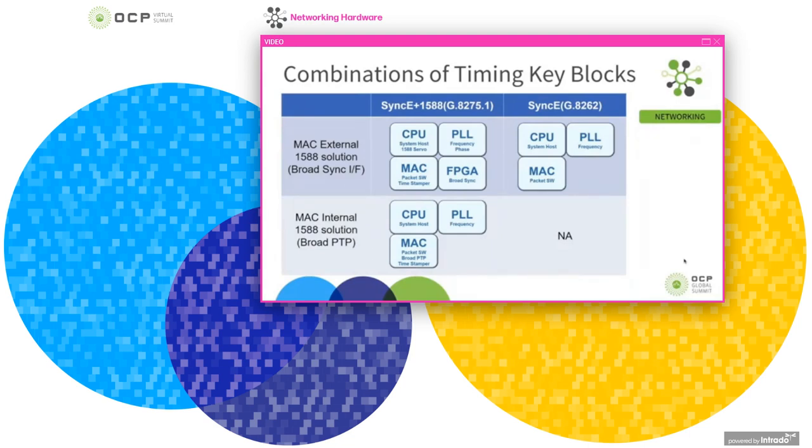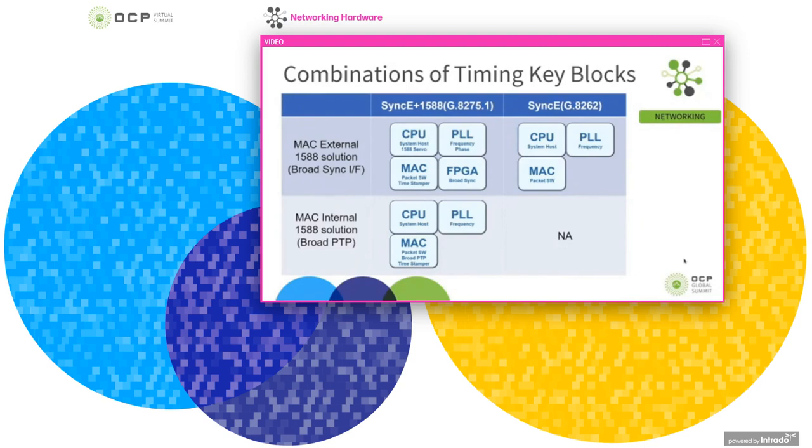Next is time sync on the PLL. The PLL must control the frequency and control the phase. And we have an FPGA here to translate the precise frequency and phase into the BroadSync interface in order to feed it to the MAC. Because the timing is outside the MAC, that is what we call an external 1588 solution.